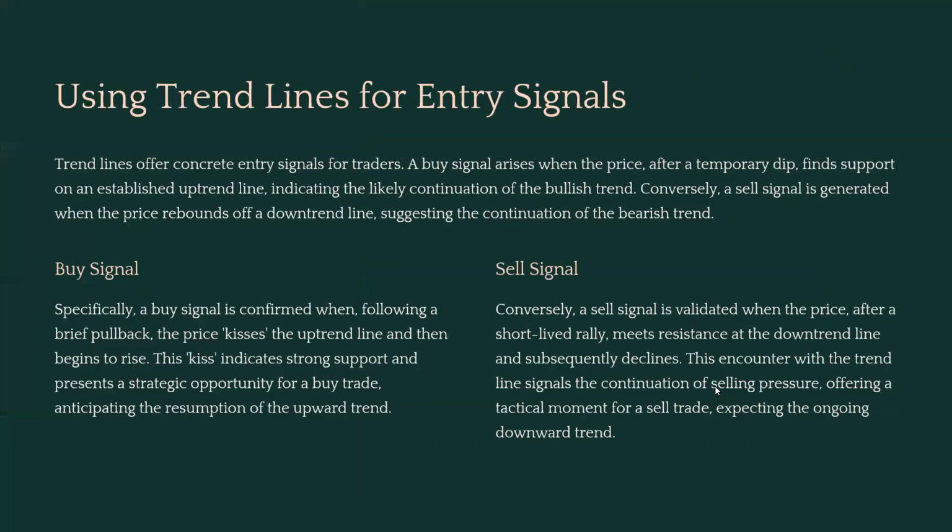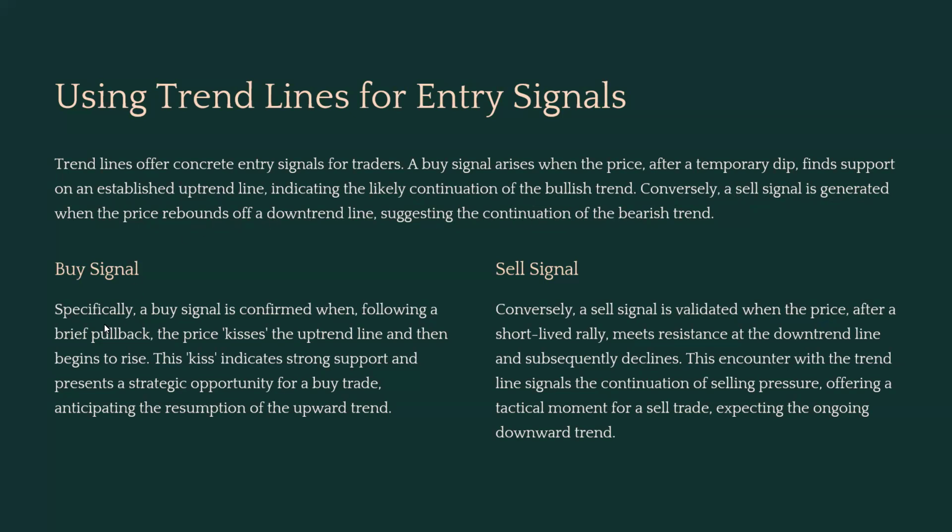So let's take a look at what trend lines are and how to use trend lines for entry signals. Trend lines often offer concrete entry signals for traders. A buying signal arises when the price, after a temporary dip, finds support on an established uptrend line, indicating the likely continuation of a bullish trend. Conversely, a sell signal is generated when the price rebounds off a downtrend line, suggesting a continuation of the bearish trend.